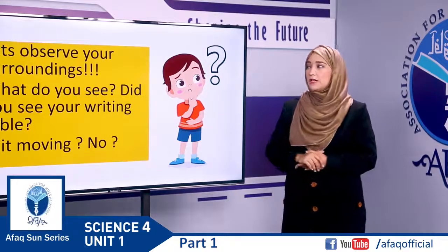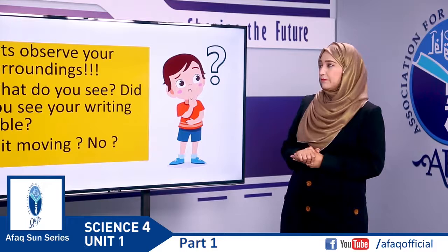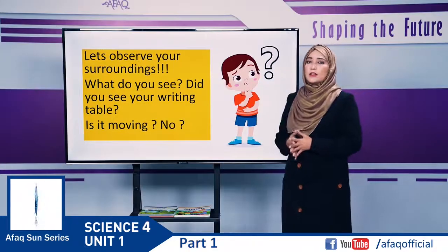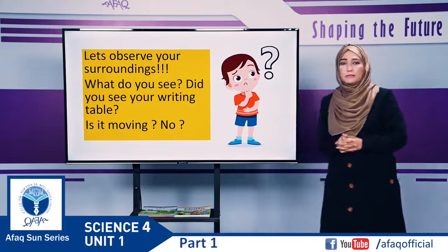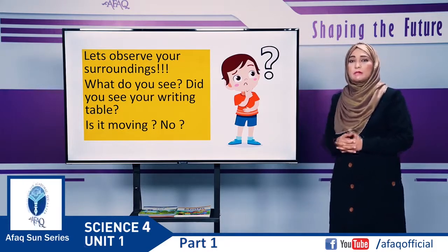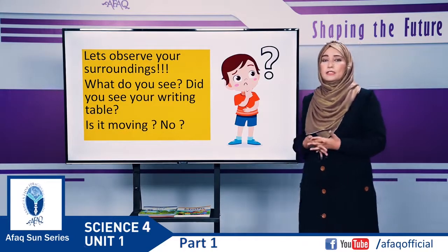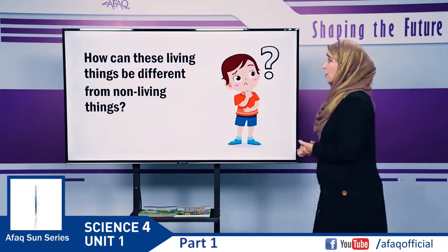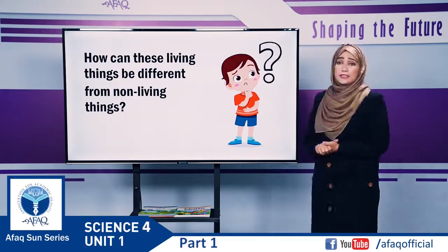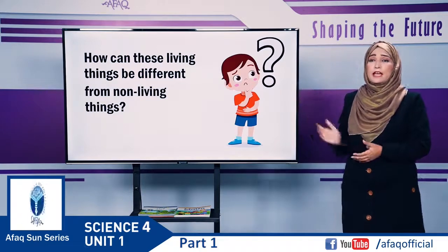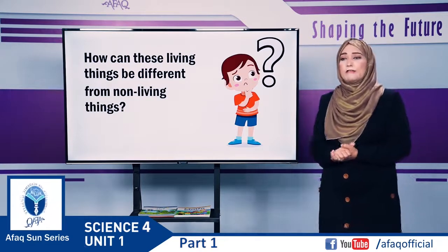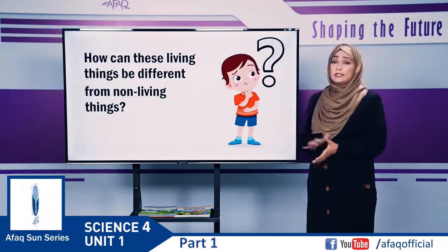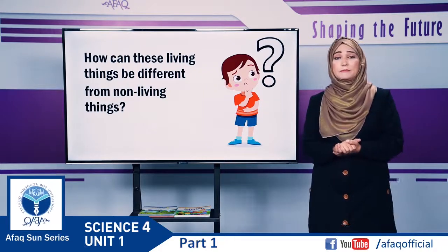Let's observe your surroundings. What do you see? Did you see your writing table? Is it moving? No, it's not moving. Why? Because a writing table is a non-living thing. It cannot move. Okay, how can these living things be different from non-living things? You have seen some flashcards of living things. You have observed non-living things in your surroundings. So, how are these living things different from non-living things? Yes, tell me.